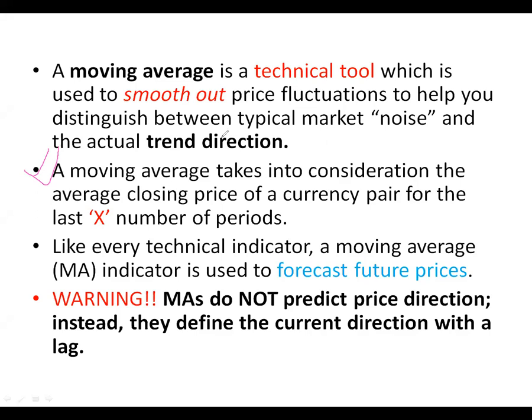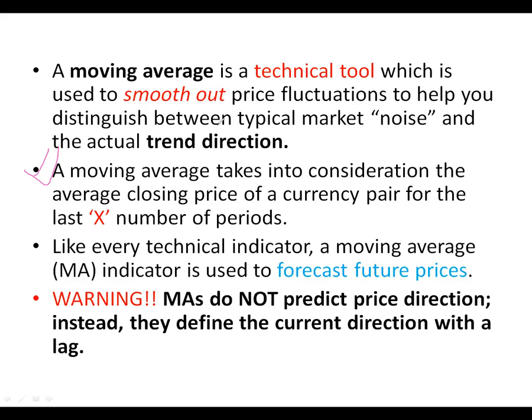The X there stands for a number. So it could be 10, it could be 20, it could be 50, it could be 100 or whatsoever. So moving averages takes into consideration the average closing price of a currency pair for the last X number of periods. Now, with this point two, I would like to go to the MT4 and explain it better.